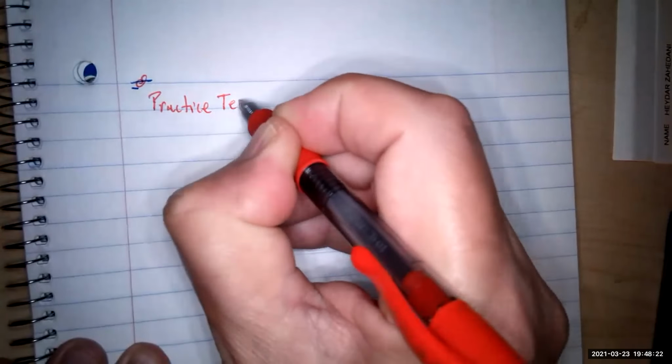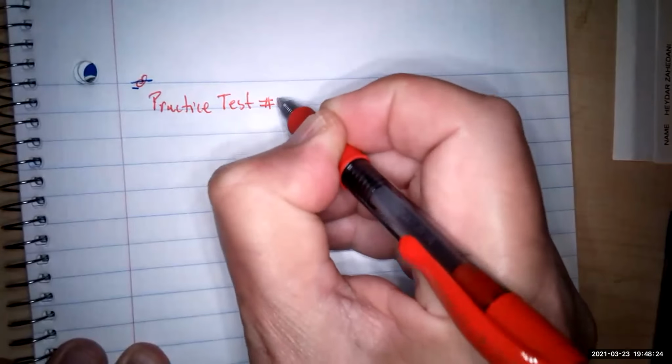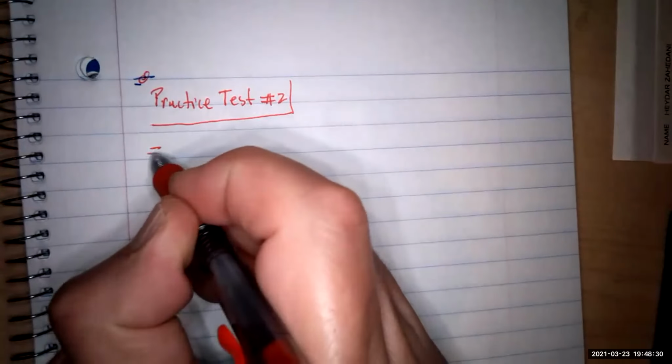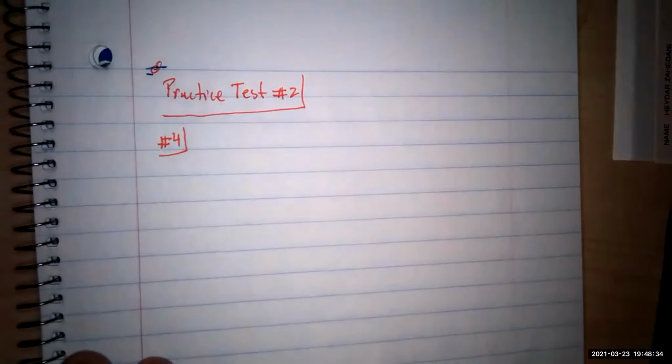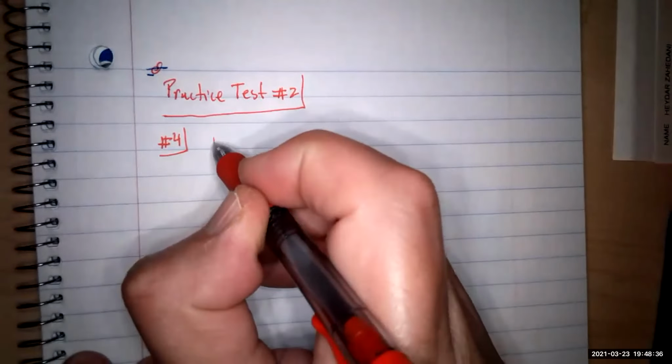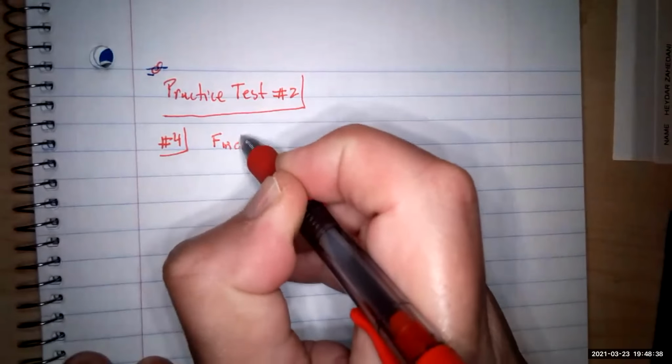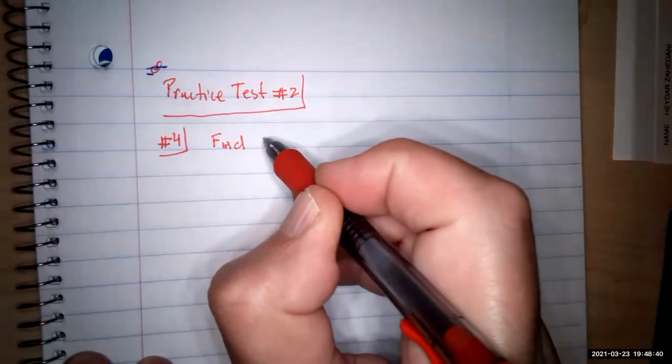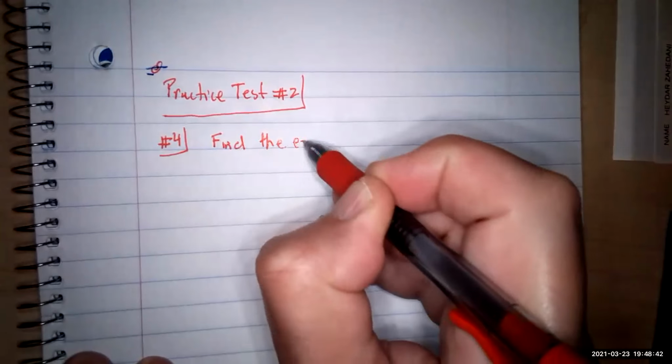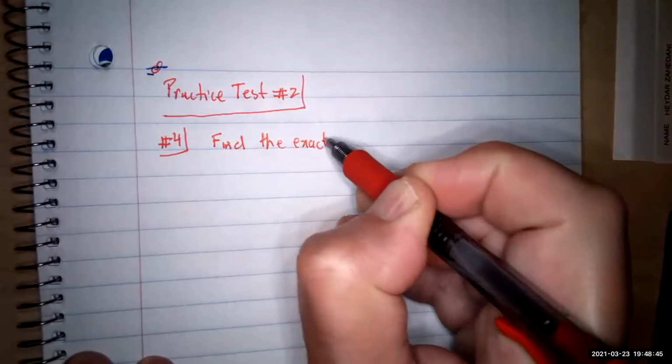Okay, practice test number 2, and this is number 4, I think that was the one. You want to find the exact value. We give you 2 questions of this group. There are 2 types, we put them together, something like 4 cases.